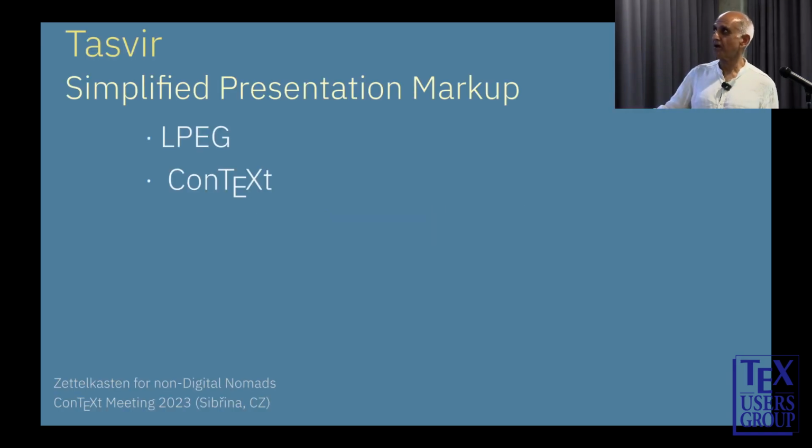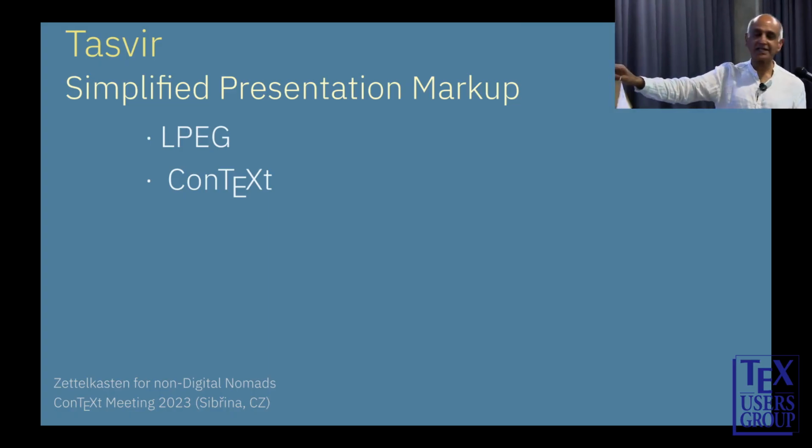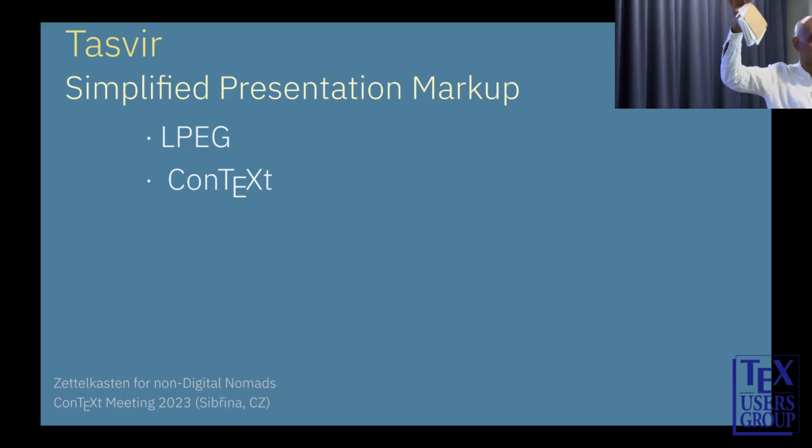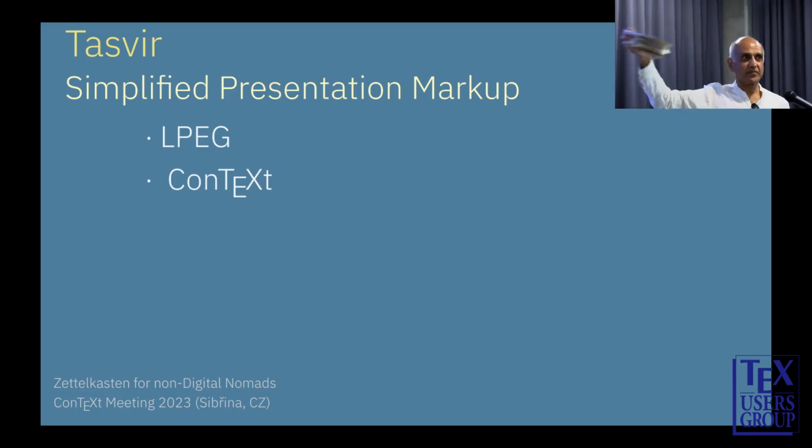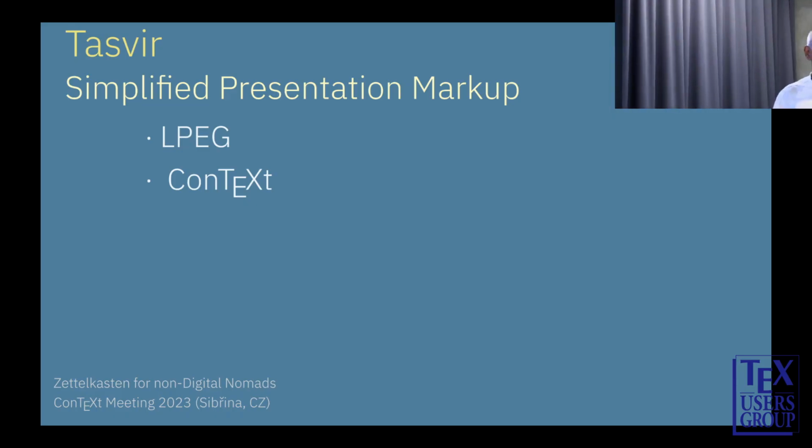I'm going to skip this part, but you may see that this is not a typical Beamer package. It's because when you're wearing transcription surface glasses, you see everything as a nail. So I wrote my own markup, and this uses LPEG in ConTeXt to generate these things. I talked about this a little bit in another talk, ConTeXt meeting talk, Zettelkasten for non-digital nomads. This is how I wrote this presentation even before I had written the software.